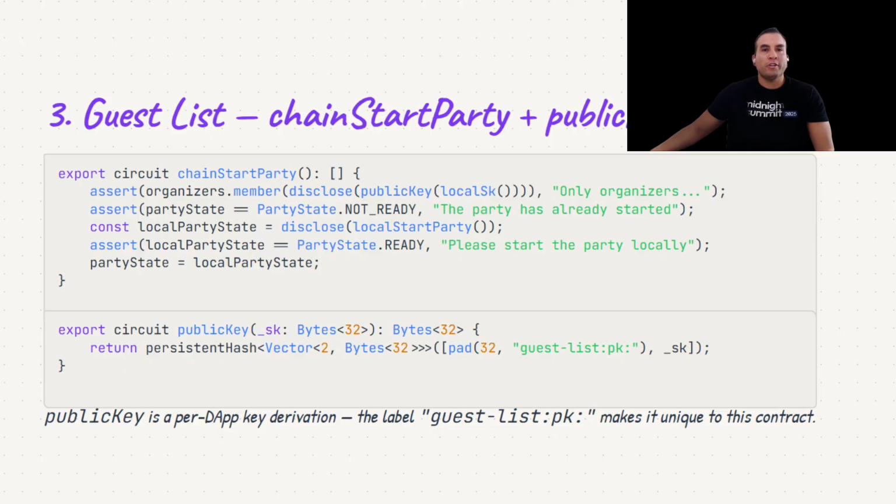Here's the trick of the century. Every Midnight contract uses its own literal text label. Election uses election pk, guest list uses guest list pk. The same person's secret key produces completely different identifiers in different contracts. And there's no computer in the world that can figure out that connection. Cross-app tracking is not just difficult in Midnight, it's cryptographically impossible. That's pretty cool.